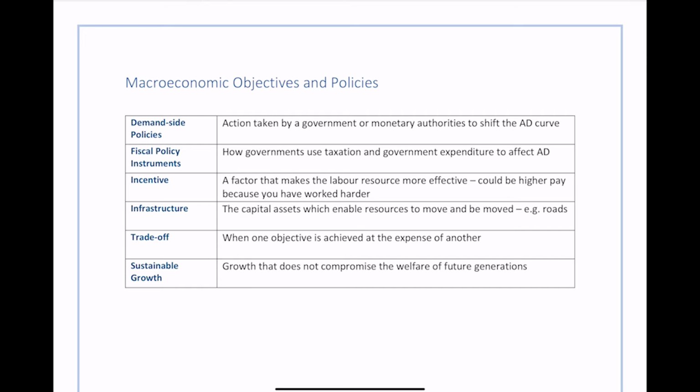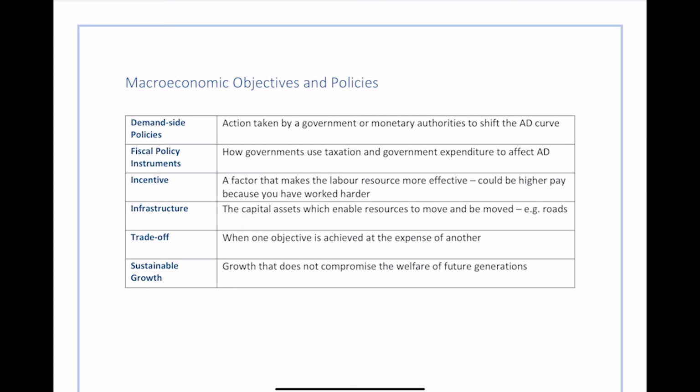Then we've got infrastructure. Infrastructure is just the capital assets which enable resources to move and be moved. So basically roads, highways, and all of that kind of stuff. Infrastructure can also be stuff like hospitals. They don't necessarily just have to be about moving things. It can be anything like hospitals, schools. They can also be considered infrastructure. Power grids, all of those.